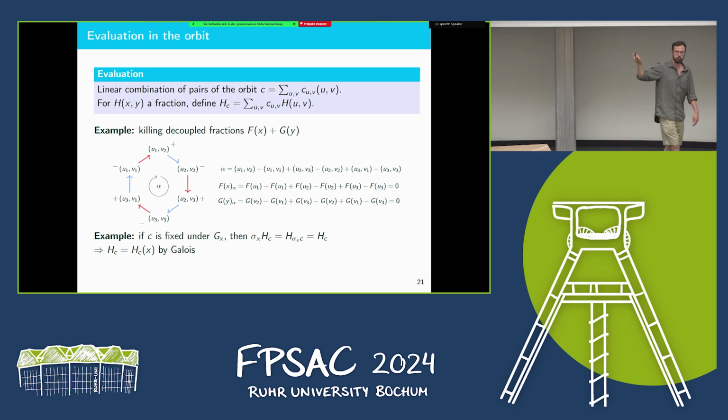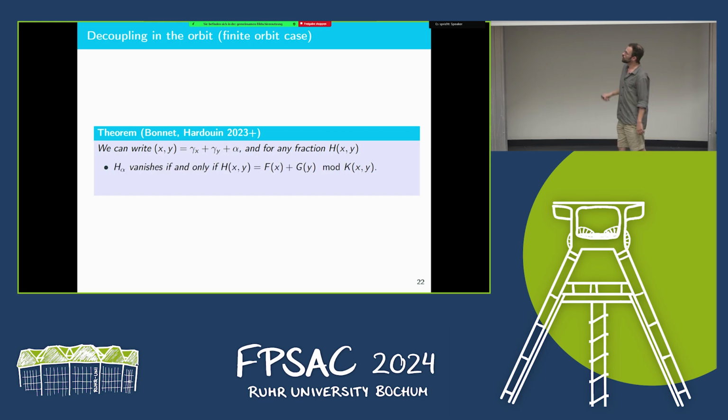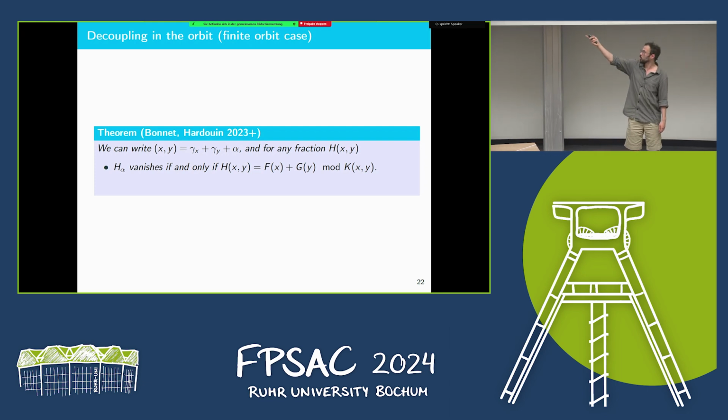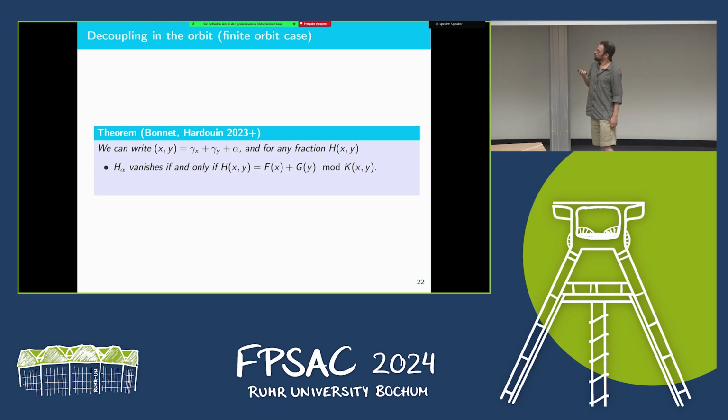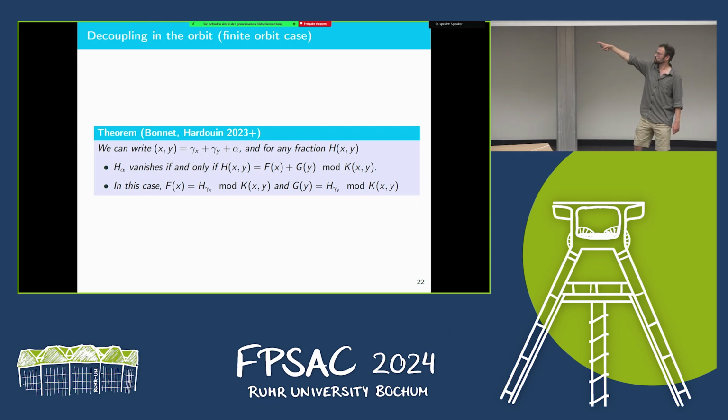So these are the two ingredients to build the following theorem. When the orbit is finite, we are able to decompose the pair xy as a sum of 3 linear combinations whose roles are as follows. If h is in the form f of x plus g of y, then h of alpha equals 0. And moreover, it is a characterization of this fact. And moreover, if f admits a decoupling, then the x and y components are given through a mere evaluation on these two linear combinations.